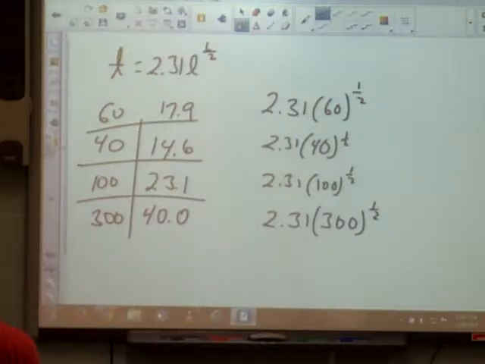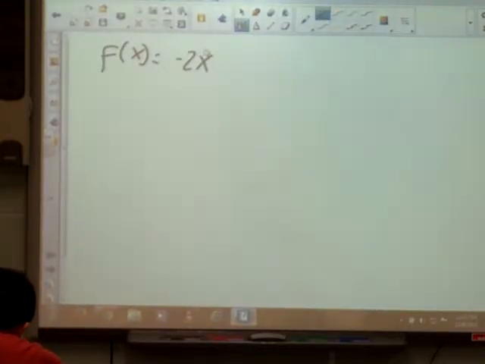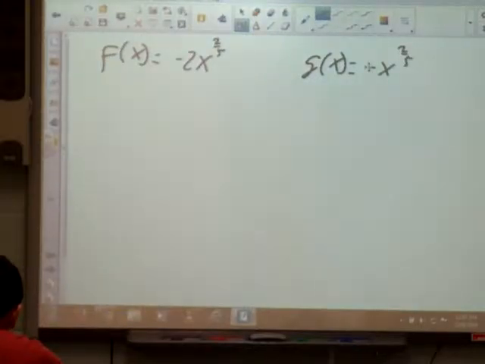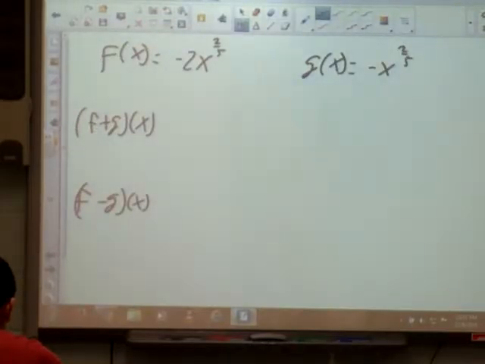Alright, on 12, f of x is negative 2x to the 2/5, and g of x is negative x to the 2/5. Alright, so here's reading the problem, the 6 things they asked for. F plus g of x, there's going to be answer number 1. F minus g of x, there's going to be answer number 2. The domain of each, so there's answer number 3 and answer number 4. Then it wants us to evaluate for 243 on each, so there's going to be our 5 and 6.